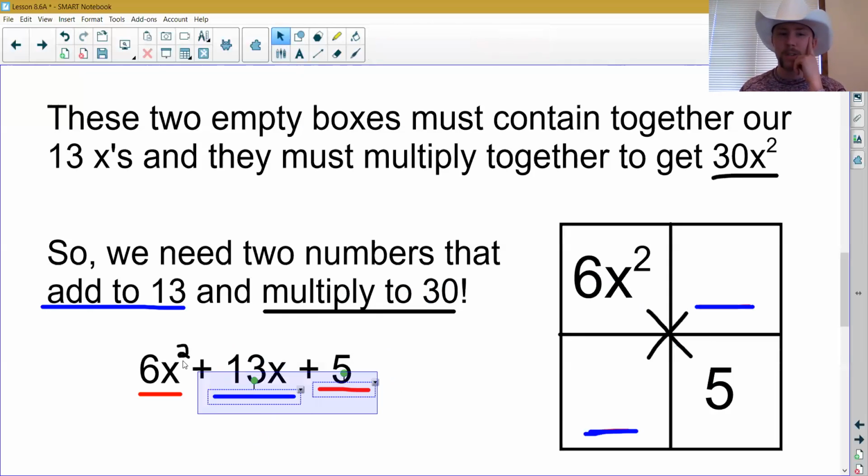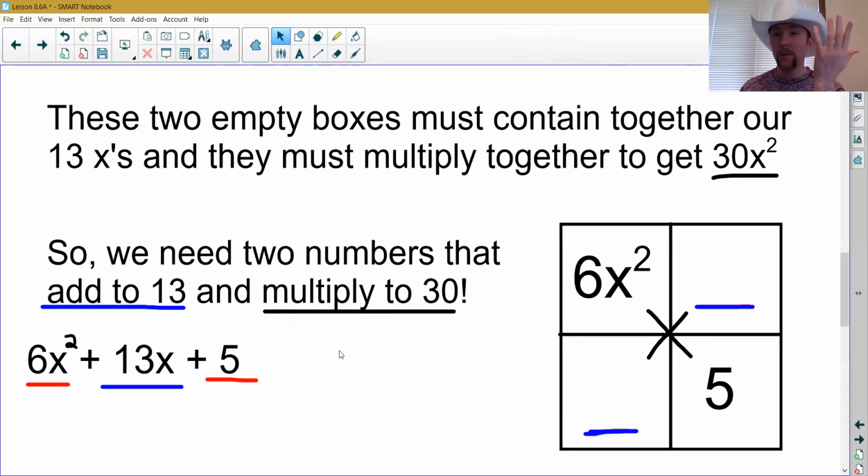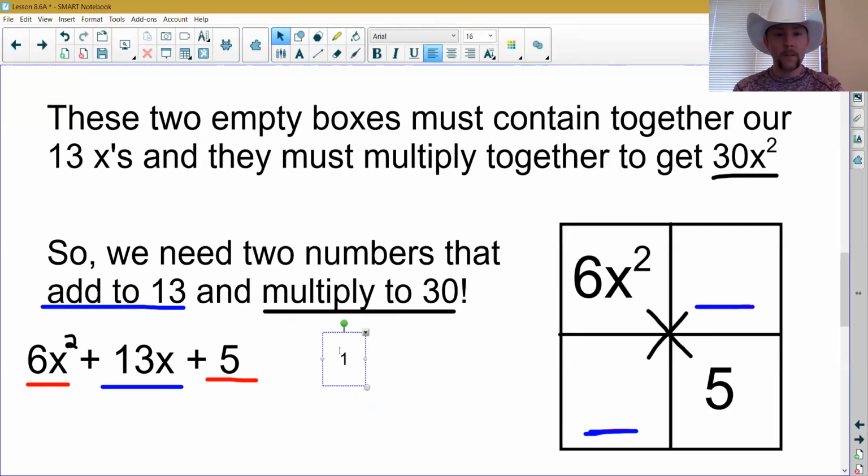Well, if we do this in the same way that we did in our last video, let's just start listing out things that could multiply to make 30, right? And see if they add together to be 13. So let's do 1 and 30. Do those add up to 13? No. 2 times 15 would be 30. Do those add up to 13? No. 3 times 10, do those add up to 13? Yes, they do. So there's my two numbers.